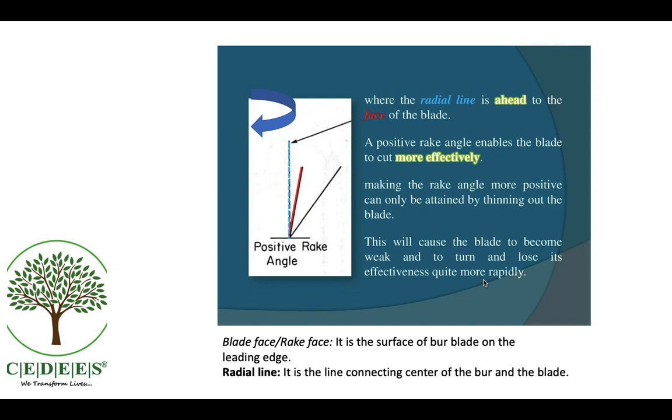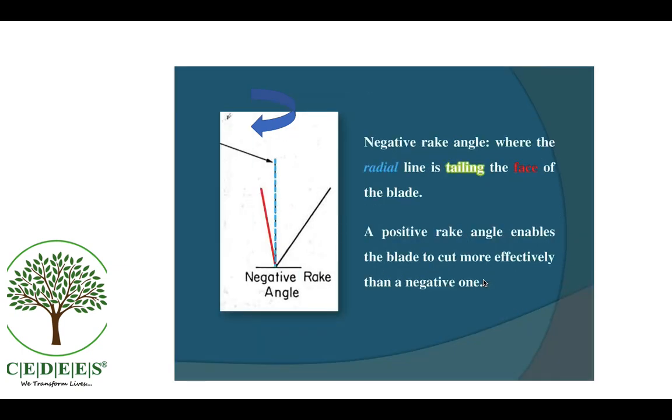Now it is a positive rake angle when the radial line is ahead of the face of the blade. You can see the direction of the burr movement, and in this direction, in this picture, the radial line is ahead of the face. So that is why this is a positive rake angle. When it coincides, it is a zero rake angle. And when the radial line is trailing the face of the blade, or you can say when the rake face is ahead of the radial line, as in this picture, then it is a negative rake angle. I hope this is clear now.